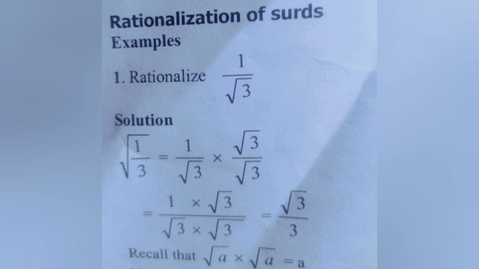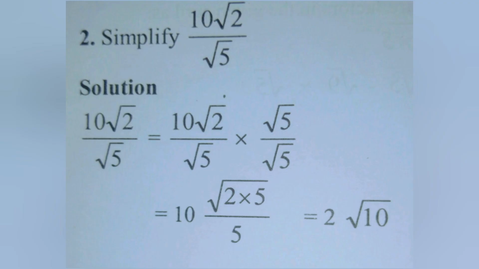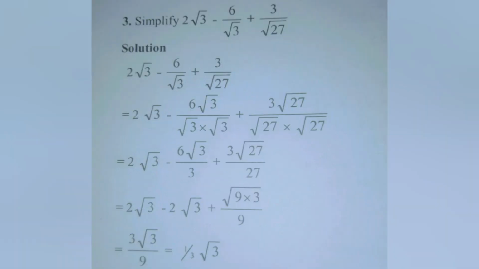Another example. Simplify 10 root of 2 over root of 5. Solution. 10 root of 2 over root of 5 equals 10 root of 2 over root of 5 times root of 5 over root of 5, which is equal to 10 root of 2 times 5 over 5. Here 5 divides 10 equals 2. So we have 2 root 10. Now study the other related example.